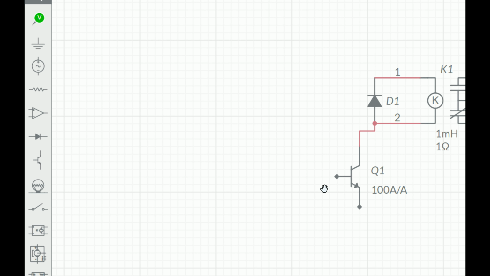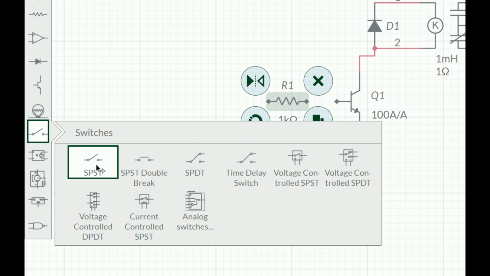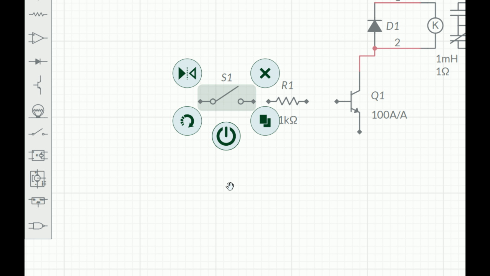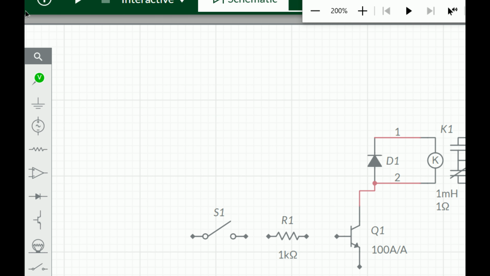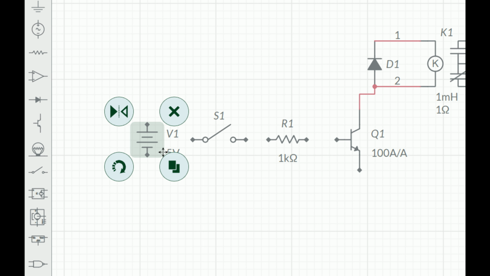And now for the base pin you need a resistor. Just connect a resistor over here. Now at the back, instead of the microcontroller, we will be using a switch, an SPST switch, to turn the relay on and off like this. And behind it we need a voltage source representing the voltage coming from the microcontroller to trigger the relay. So I call it this one, DC voltage, like this.